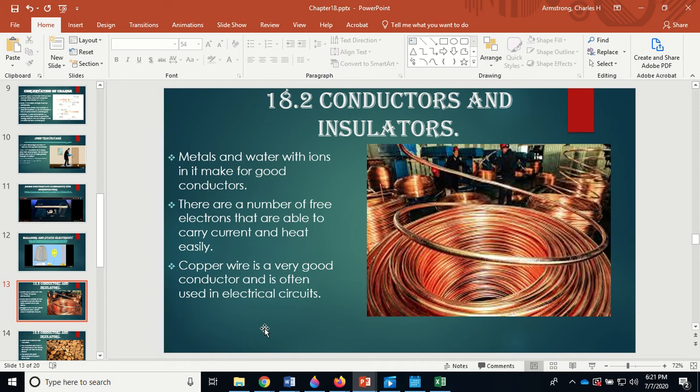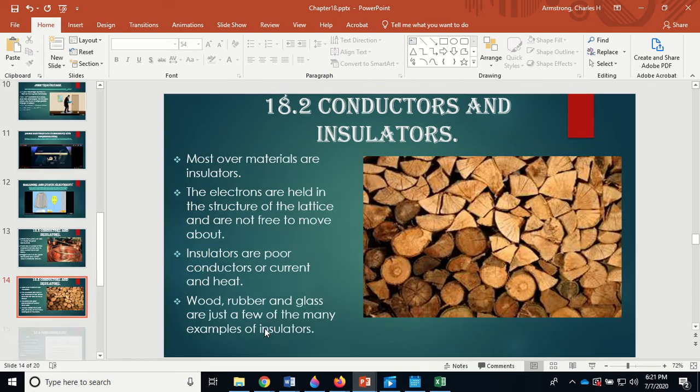I believe it's a better conductor than gold. Gold is also a very good conductor. So we're fortunate we've got copper. It's a very, very good conductor, and it's not that expensive compared to gold and silver, for example.